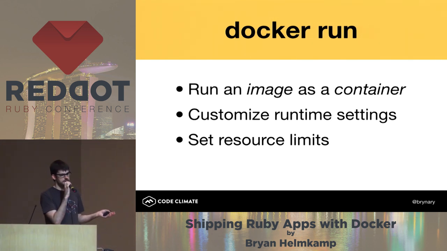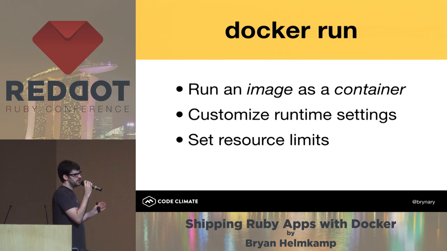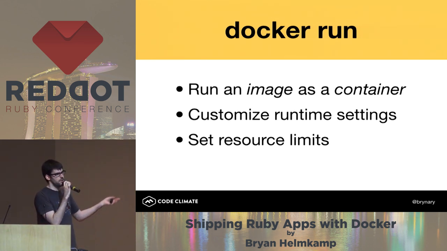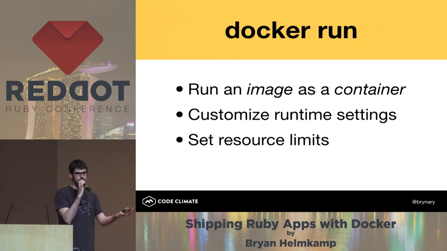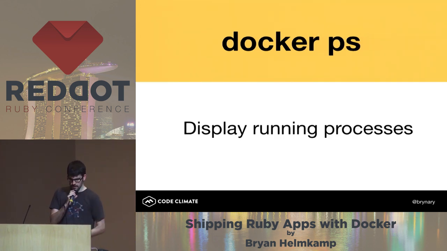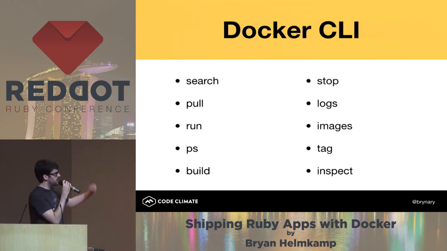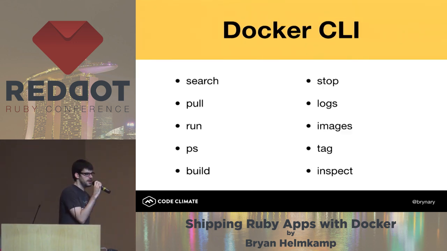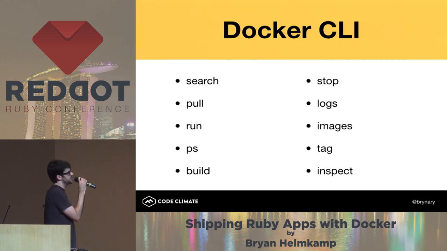You might run your production instances on a different set of ports than your staging processes. Docker run, you give it, at minimum, just a Docker image and it'll run with the defaults, but it also lets you provide environment variables and networking configurations and resource limits. So you can set a RAM limit and then your Passenger process will never be allowed to consume more than that amount of RAM by Docker. PS works just like you would expect, display running processes. And there's just a bunch of other things that make working with Docker images and containers a little bit easier.